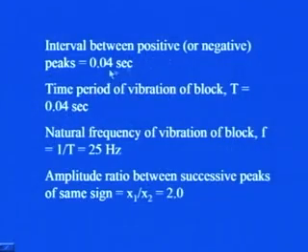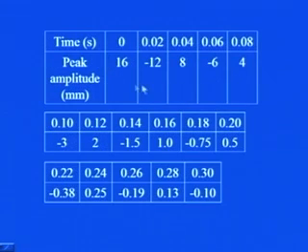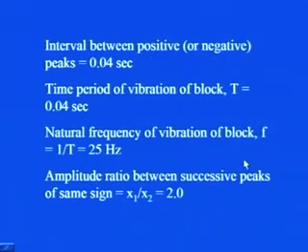How can we measure that? Let us try to see the interval between positive or negative peaks. You can see here that these are the two positive peaks. The interval between these two positive peaks is 0.04. Likewise, for negative peaks also the time interval is 0.04 seconds in all the cases. So, the time period of vibration of the block, which we usually represent by T, becomes 0.04 second. Now, we can find out the natural frequency of vibration of the block by inverting this time period, which is 1 by T, and that becomes 25 hertz.